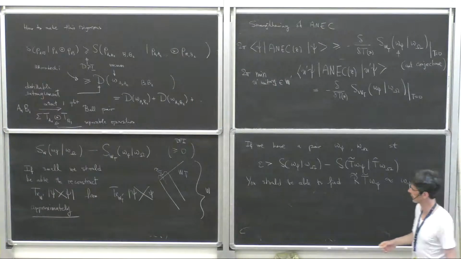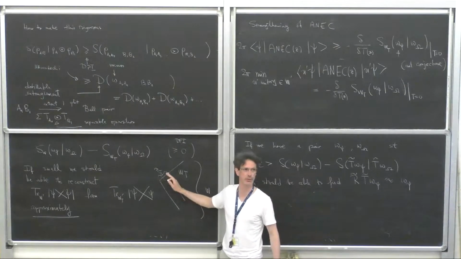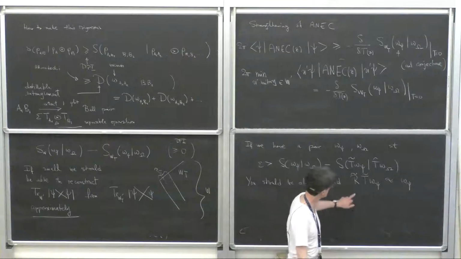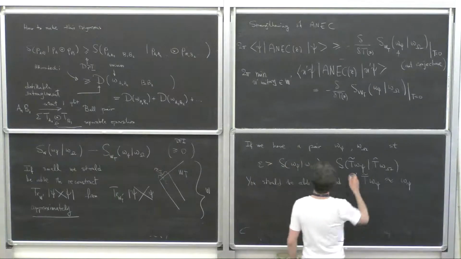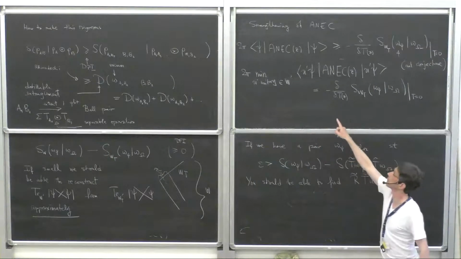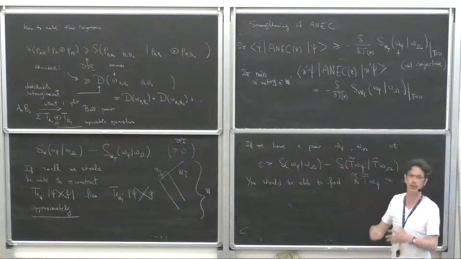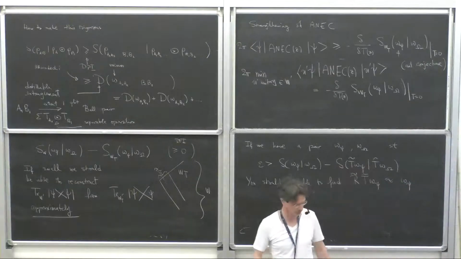But if you have a dissipative situation like here, this is not going to be unitary because stuff leaks out. So you genuinely lose. But the idea is if this is small, which is related to the ANEC expectation value being small, then you should be able to reconstruct it approximately. So that's the problem.